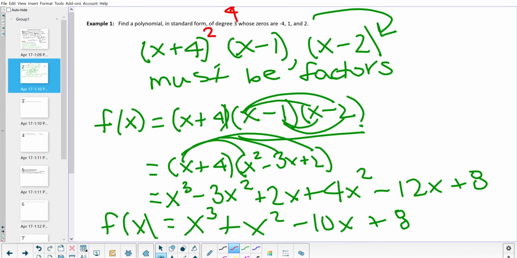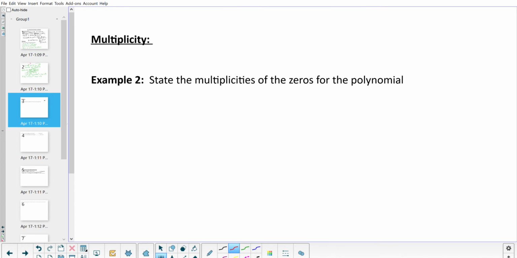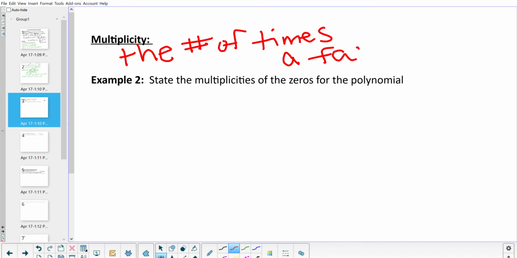That is actually the next thing we're going to talk about, which is called multiplicity, the number of times a factor appears. So in the last example, each of those factors only appeared once until I did that hypothetical, and I said, well, what if it had said it wanted degree 4? And I changed, what was it, x plus 4 to have a degree of 2. Okay, so state the multiplicities of the zeros for the polynomial, and then it doesn't list them. I need to write it out.